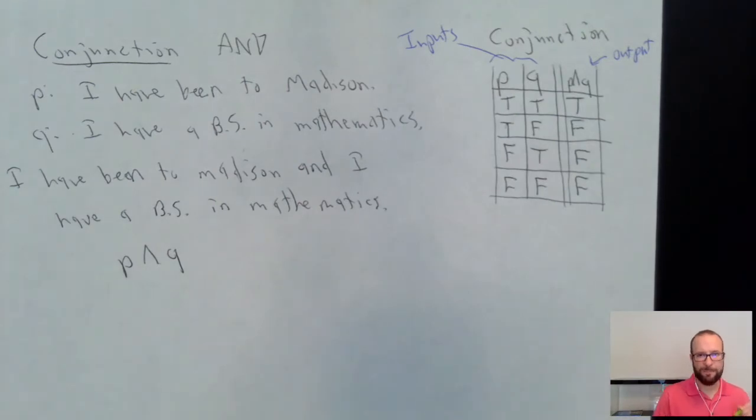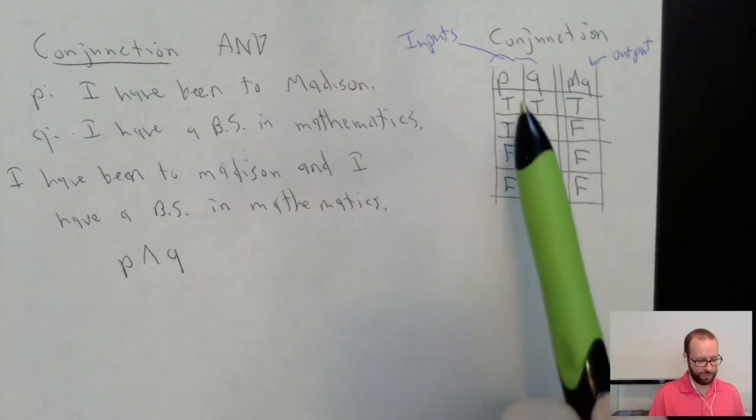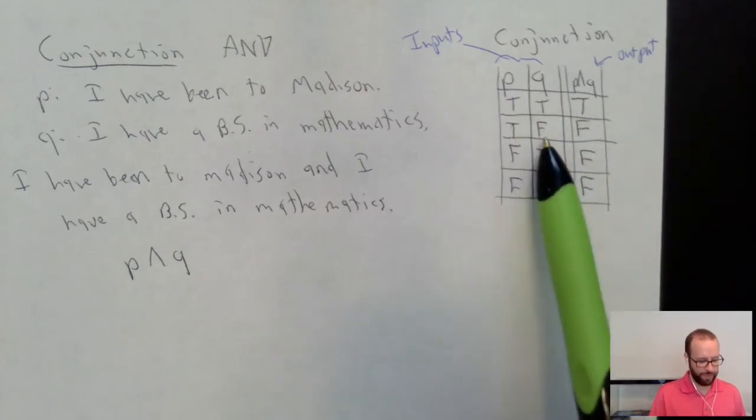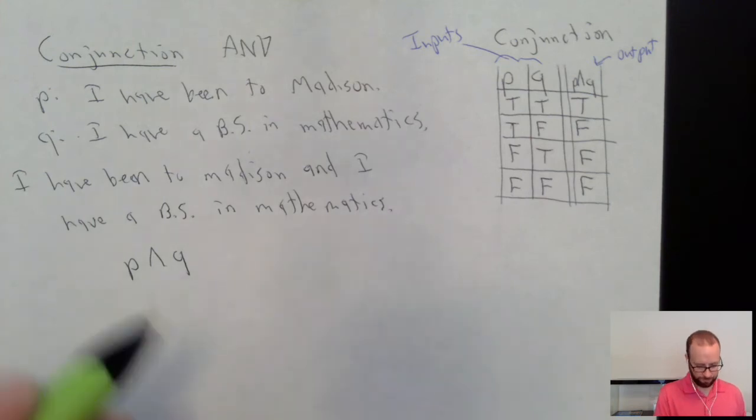So here is the meaning of conjunction. A conjunction has these 4 outputs given these inputs. So if they're both true, it's true. And then if we have basically any falses, it's false. And that's how I'm going to note what a conjunction means.